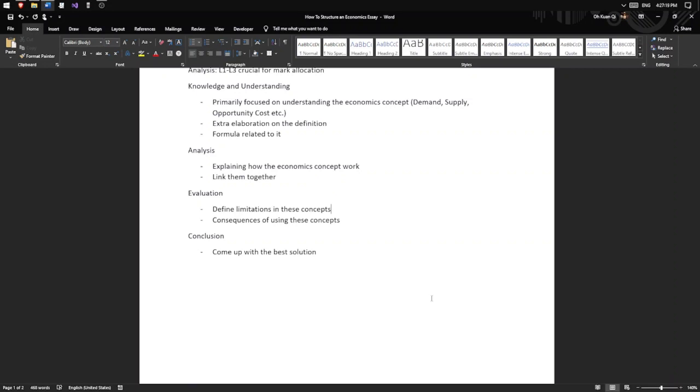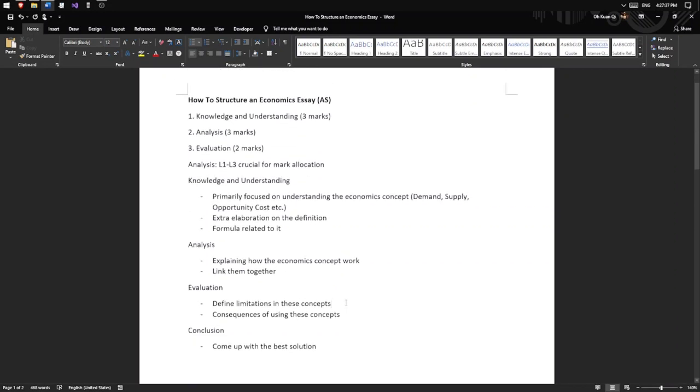And then the conclusion would be to come up with a solution, which is to explain whether or not this economics concept will work, and how it will work. All right, so this is basically the entire outline for an economics essay. These three parts are important: the knowledge and understanding part, the analysis part, and also the evaluation part.